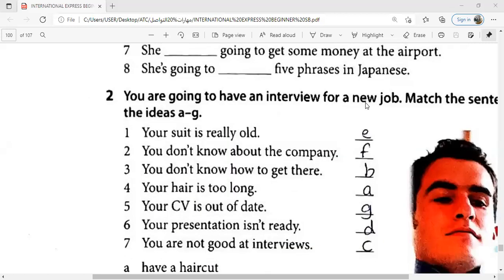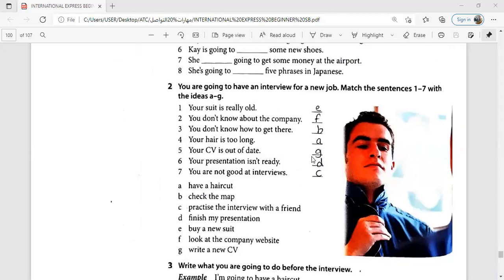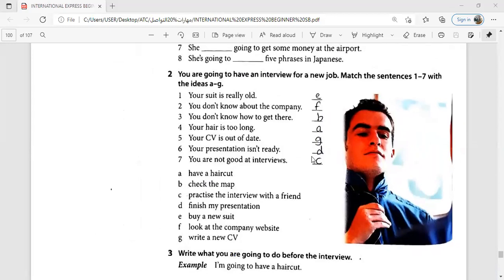Okay, now you are going to have an interview for a new job. Match the sentences from 1 to 7 with the ideas from A to J. Of course they are solved for you, but what is the idea? Remember we are talking about plans. Now you have 2 people, one is having a problem and his friend is telling him what to do. Now the first one, for example, I'm going to have a haircut. Now, your friend says to you, your hair is too long. So, what is your answer?